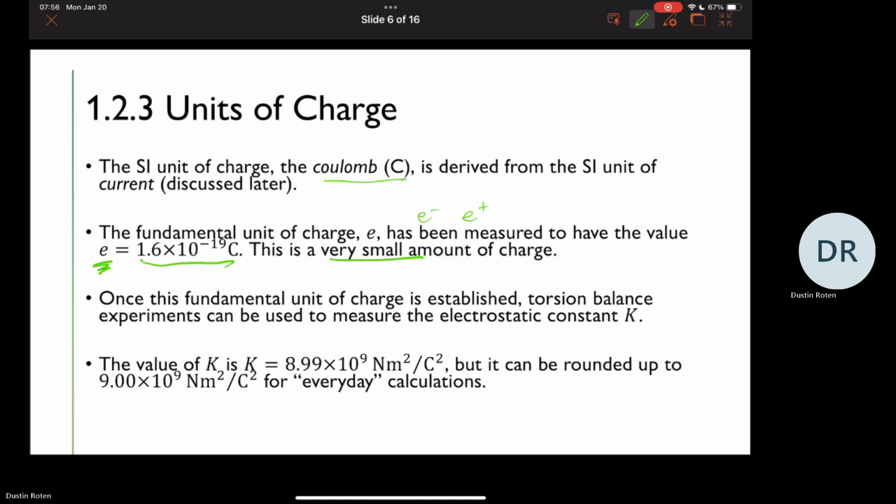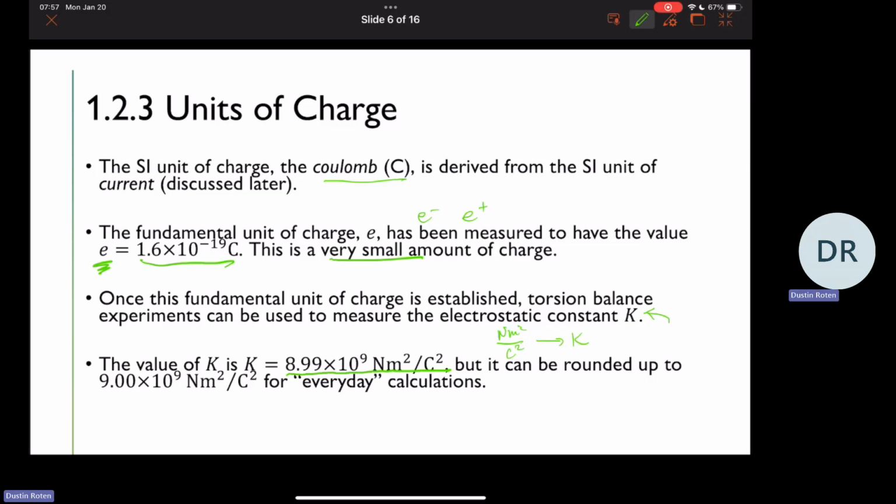But once this fundamental unit of charge, E, is established, then you can use that torsion balance I showed you in the first slide to actually measure K, that electrostatic constant. It turns out that the value of K is 8.99 times 10 to the ninth Newton meters squared per Coulomb squared. So the units are really wild. Remember this, Newton meters squared per Coulomb squared. This is for K.